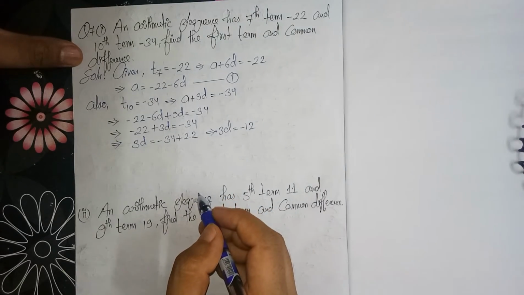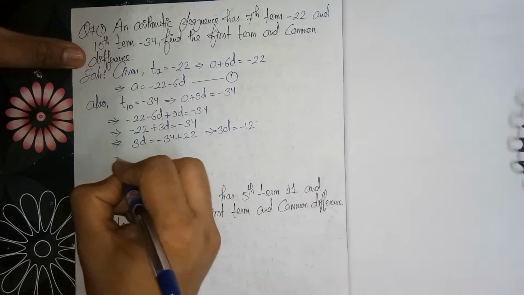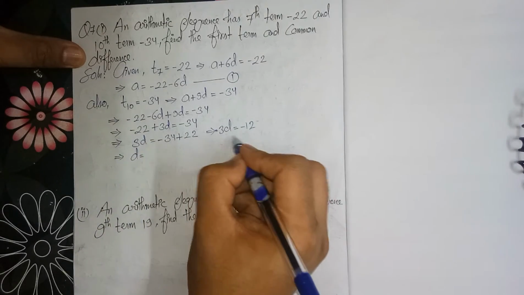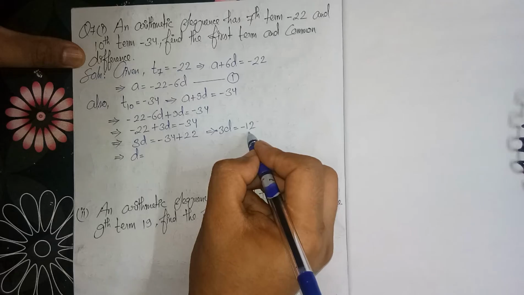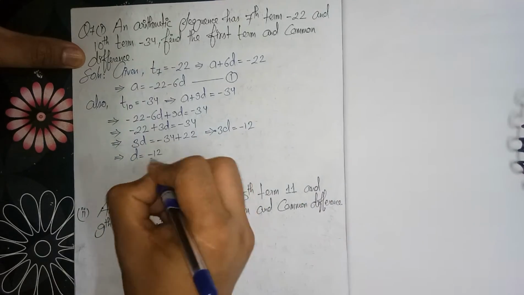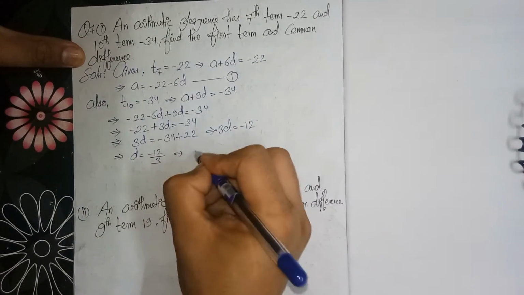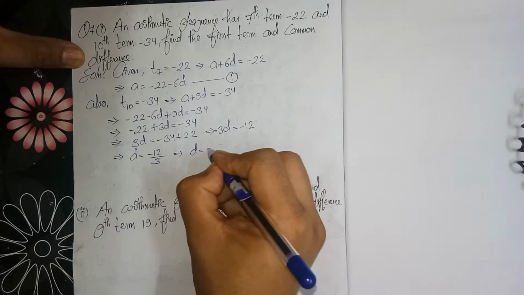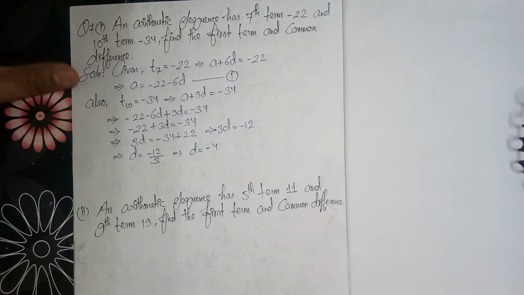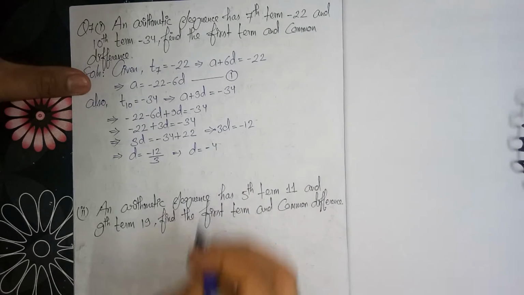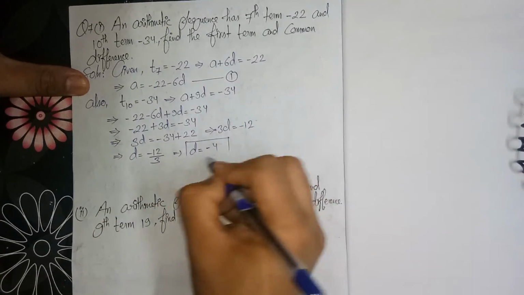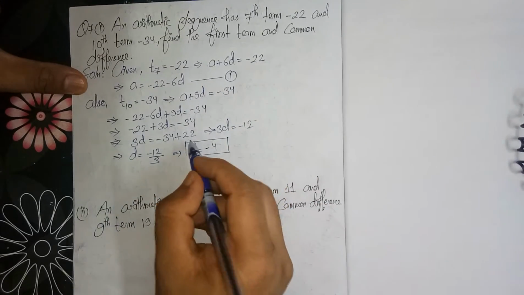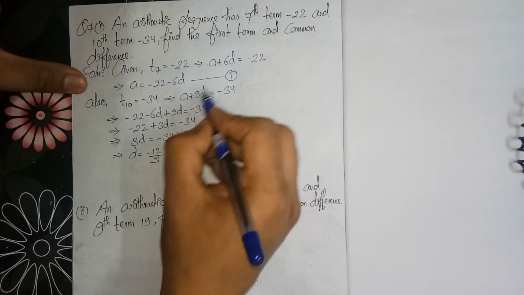Minus 34 plus 22 is minus 12, implies D equals to, when this 3 is shifted to right hand side, it simply divides minus 12, and it gives D is equals to minus 4, since 4 times 3 is 12. D is simply equals to minus 4. We have just found the value of common difference, which is represented by D. Now to find the value of A, simply put this value in equation 1.